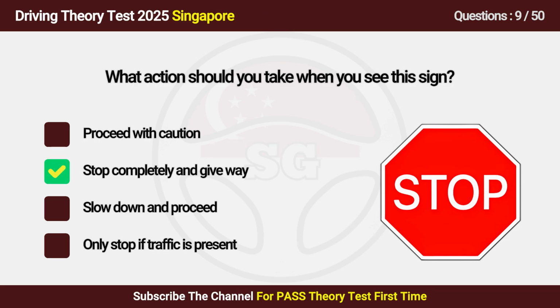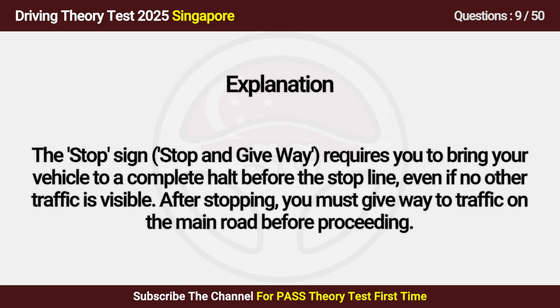Answer is B. Stop completely and give way. The "Stop and Give way" sign requires you to bring your vehicle to a complete halt before the stop line, even if no other traffic is visible. After stopping, you must give way to traffic on the main road before proceeding.